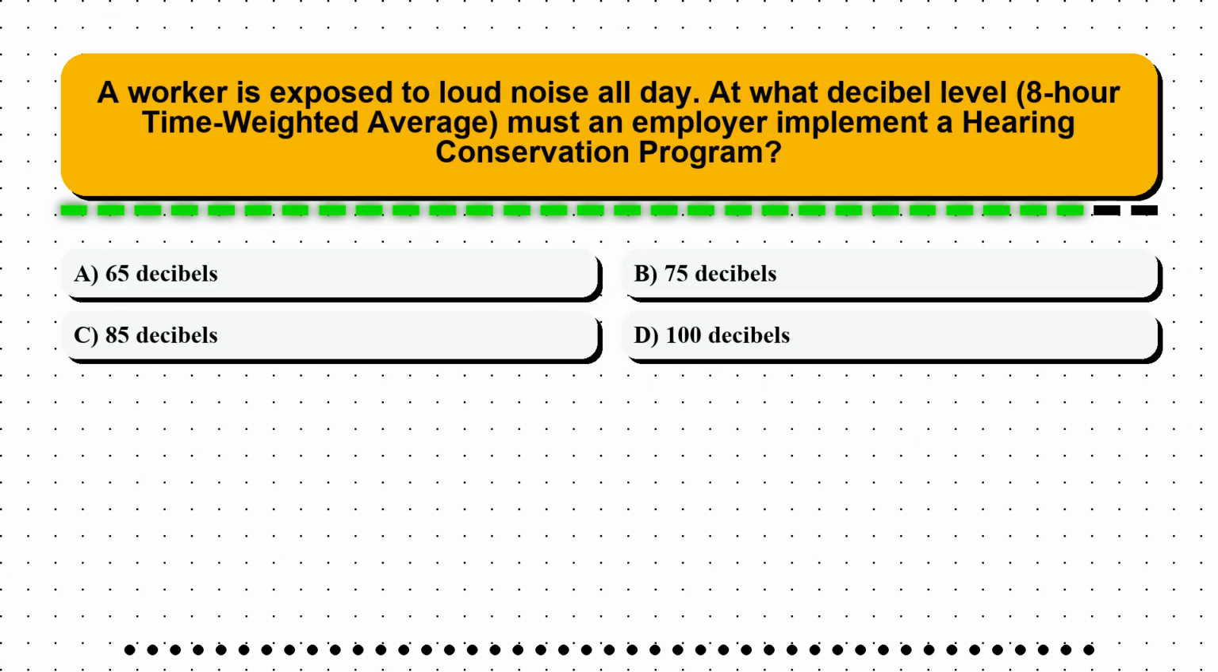Question 34. A worker is exposed to loud noise all day. At what decibel level, 8-hour time-weighted average, must an employer implement a hearing conservation program? Option A, 65 decibels. Option B, 75 decibels. Option C, 85 decibels. Option D, 100 decibels.